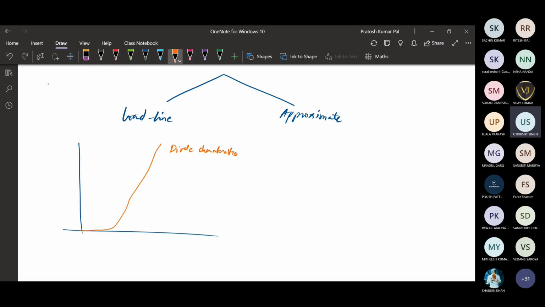Diode characteristics are given, or we can see a diode circuit. From that circuit, practically we can find out the current flowing through the diode and the voltage across it. Based on that, we can plot the diode characteristics. And now we will find out the DC load line.